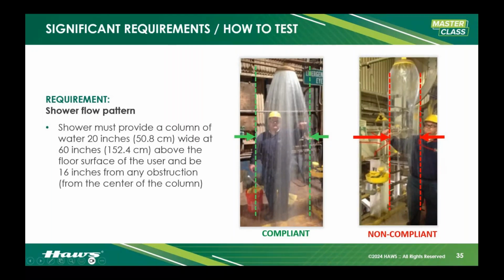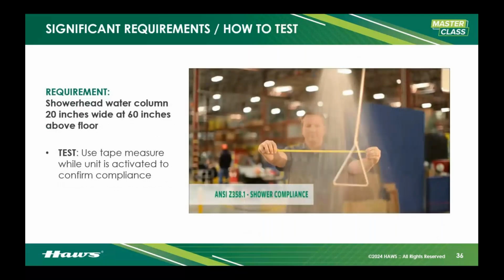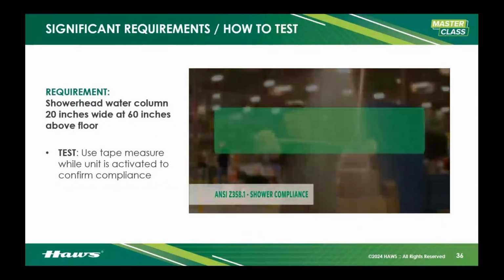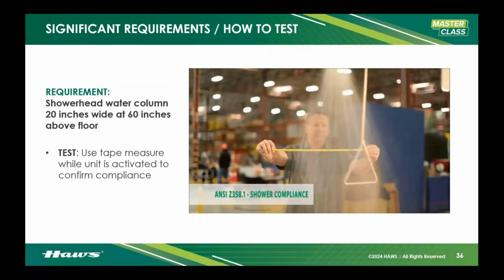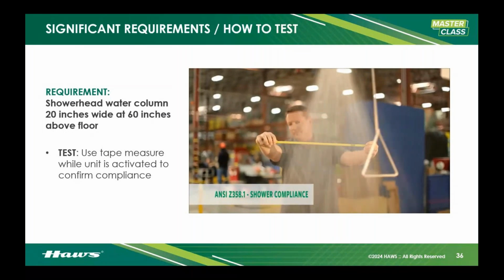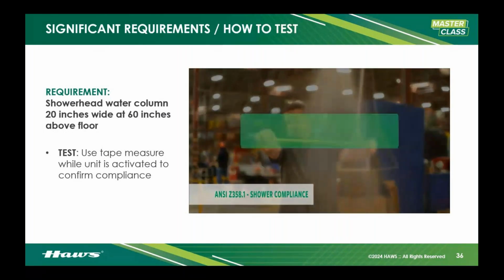Now that flow pattern from the very center of the flow pattern also has to be free of obstruction, and that's by 16 inches from the center of the column. Okay, 16-inch radius, completely free of obstruction. We can't have anything running through that area. Now the shower head, so this is how you would do it. Measure 60 inches up, 20 inches wide. You just use a tape measure. It's very simple. And just ensure that you're getting, again, shoulder to shoulder spray.